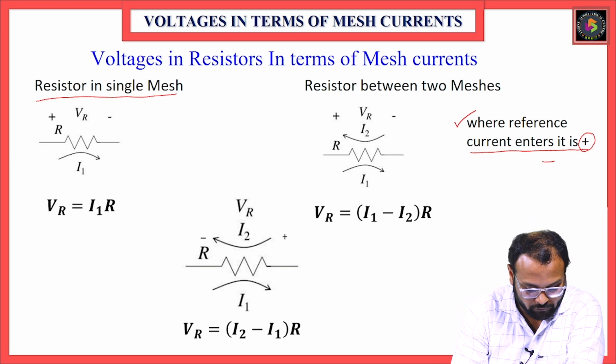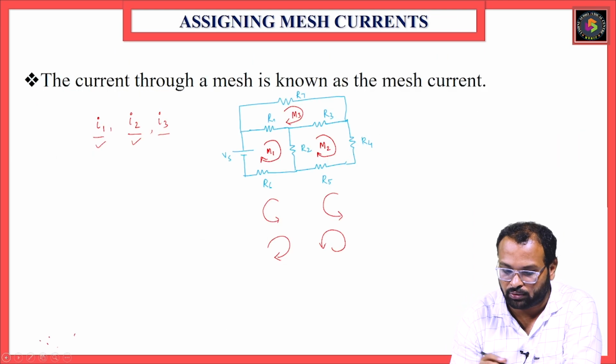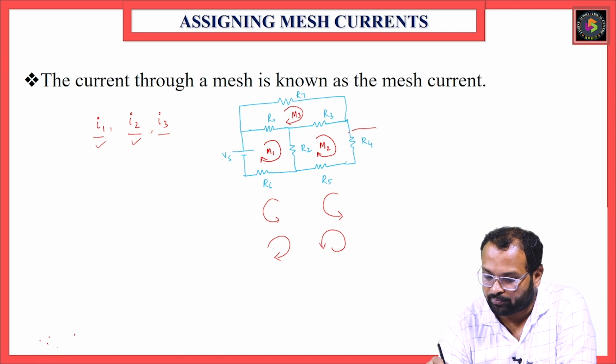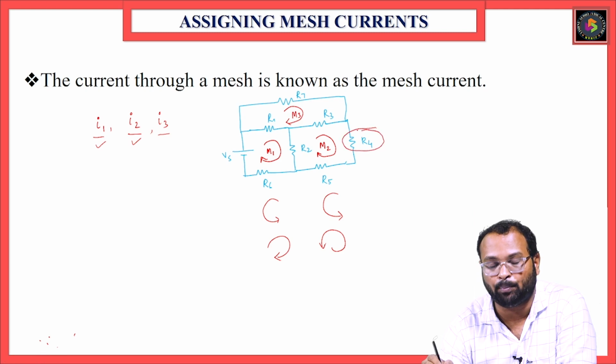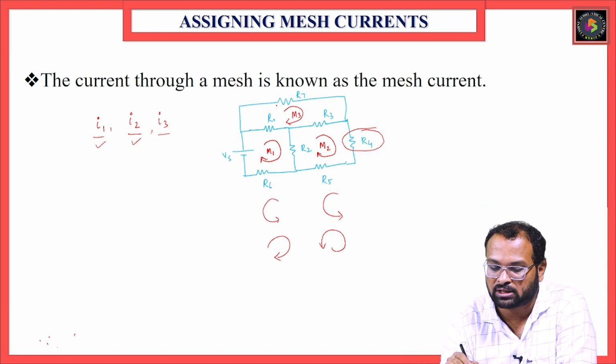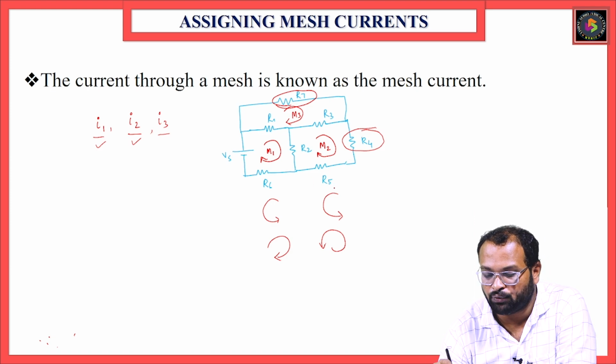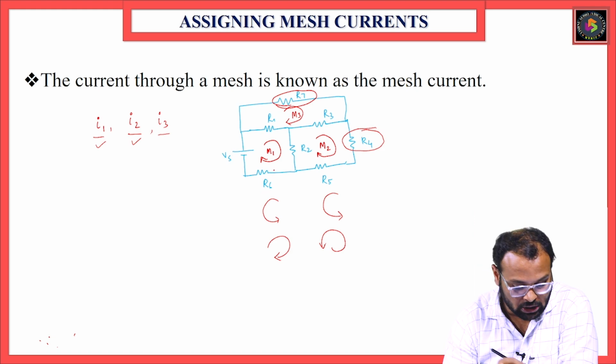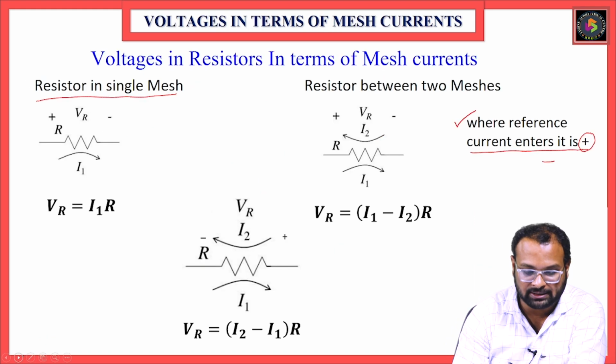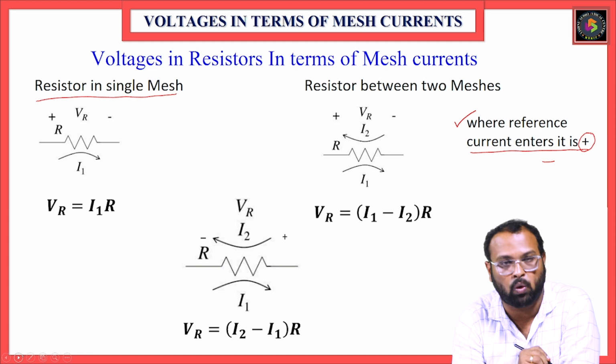What does that mean? If you see the previous circuit, R4 is the only part of mesh 2. Similarly, R7 is the only part of mesh 3, R5 is the only part of mesh 2, and R6 is the only part of mesh 1. So if a resistor is only part of one mesh, what will happen?